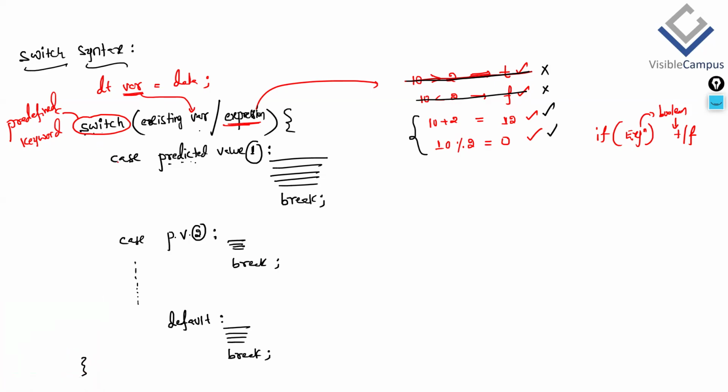Then here, what is this case? And what is this default? Case and default are predefined keywords, along with switch. These are also predefined keywords only. We heard this word default before, or previously. Where is that?